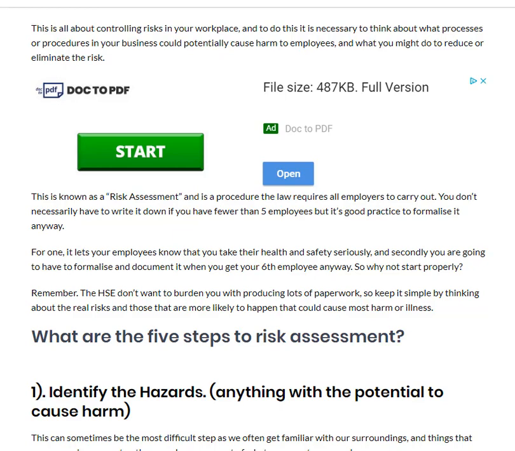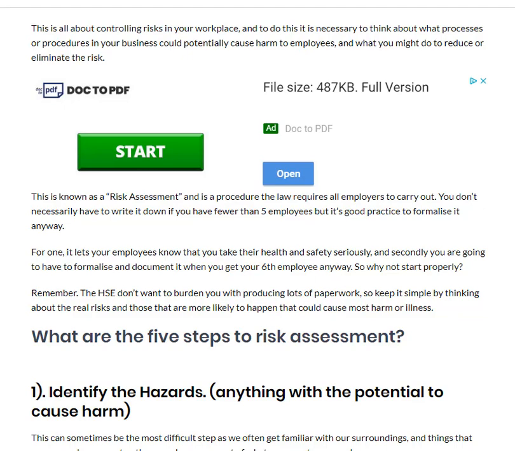You don't necessarily have to write it down if you have fewer than 5 employees, but it's good practice to formalise it anyway. For one, it lets your employees know you take their health and safety seriously, and secondly, you're going to have to formalise and document it when you get your 6th employee anyway, so why not start properly? And remember, the HSE doesn't want to burden you with producing lots of paperwork, so keep it simple by thinking about the real risks and those that are more likely to happen that could cause the most harm or illness.